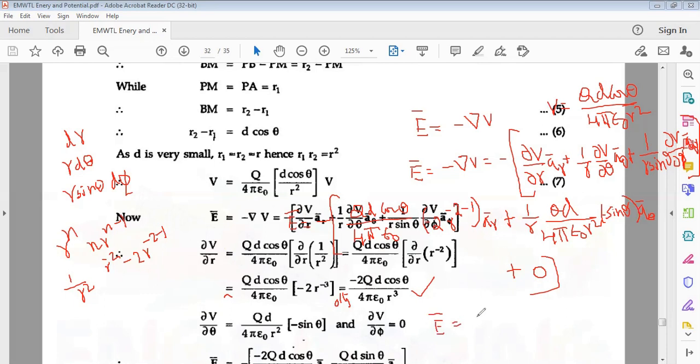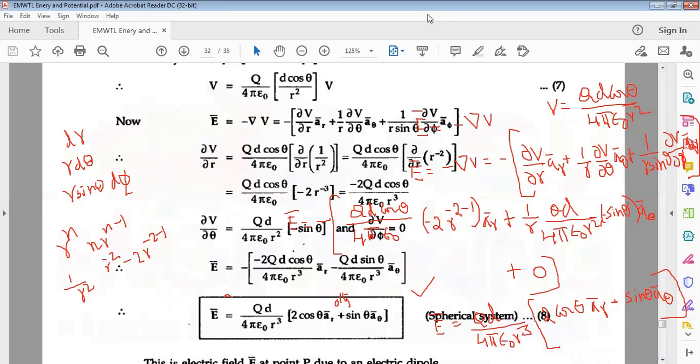in this, q d is a common term, q d by 4 pi epsilon naught r cube, here also r cube is there, whole multiplied with 2 cos theta into a r bar plus, not the plus, here the minus is there, minus q d by 4 pi epsilon naught r into r is r cube, and sin theta, minus sin theta a theta bar. This is the final equation for the electric field intensity in the dipole.